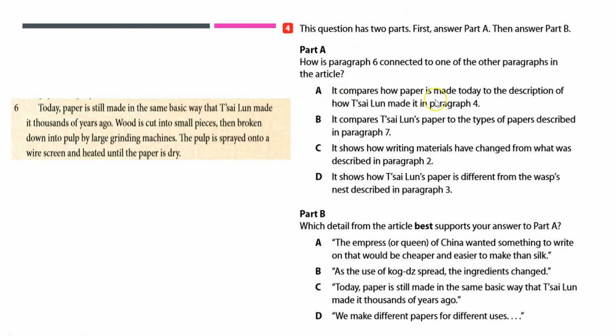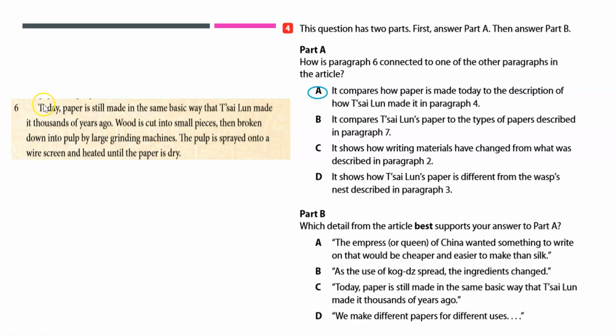It compares how paper is made today to the description of how Saloon made in paragraph 4. That's potential. It compares Saloon's paper to types of paper as described in paragraph 7. It shows how writing materials have changed from what was described in paragraph 2. Or it shows how Saloon's paper is different from the wasp nest described in paragraph 3. Let's see. Exactly. It compares how paper is made to how Saloon created it years ago.